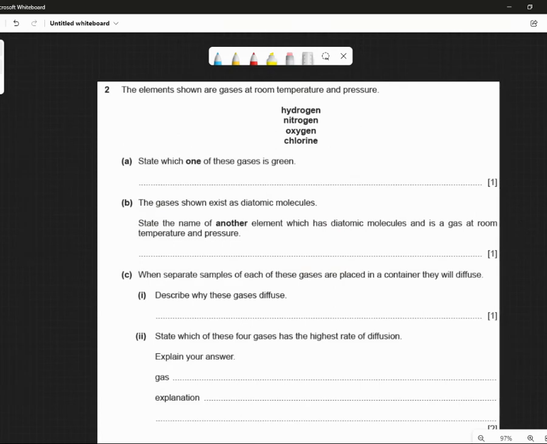Hydrogen, nitrogen, oxygen, and chlorine. Which one is green? Obviously, chlorine is green, so chlorine is green.